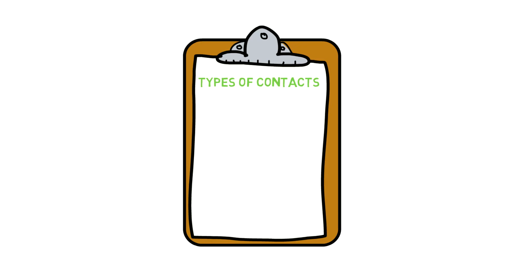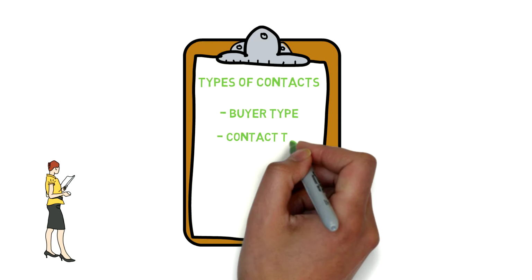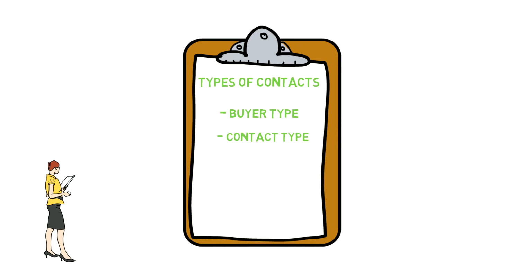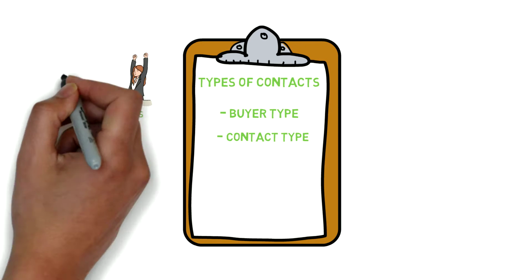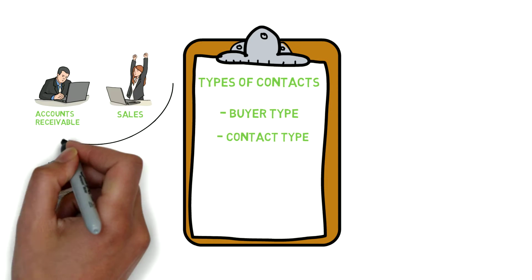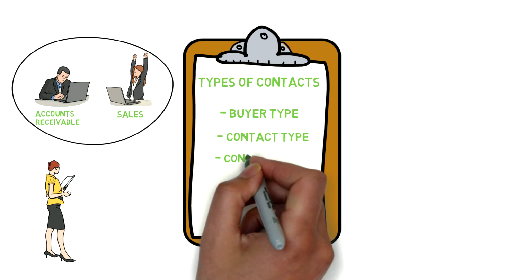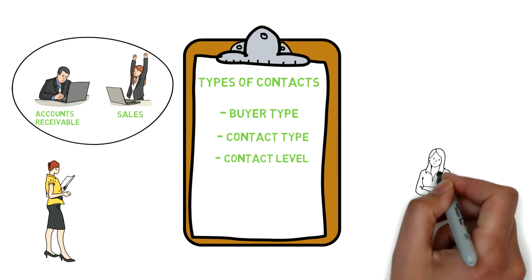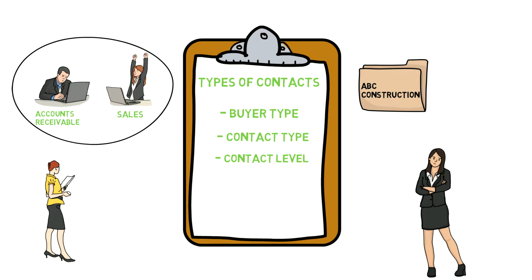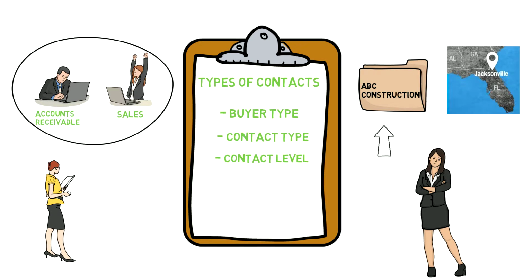We classify contacts in several different ways. Buyer type describes the contact role in selecting hotels. We'll discuss this in more detail in a moment. The contact type identifies whether this contact primarily works with our sales team, our accounts receivable department, or both. Contact level indicates whether the person is involved in travel for the account as a whole or strictly a local contact for one market within an account that is owned by someone else.